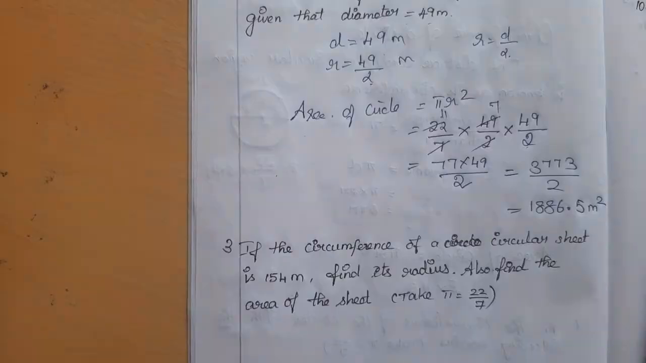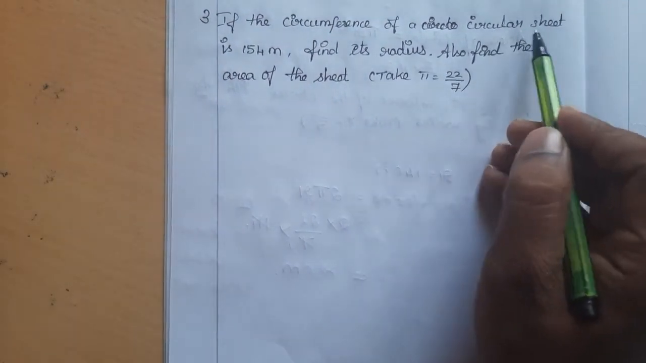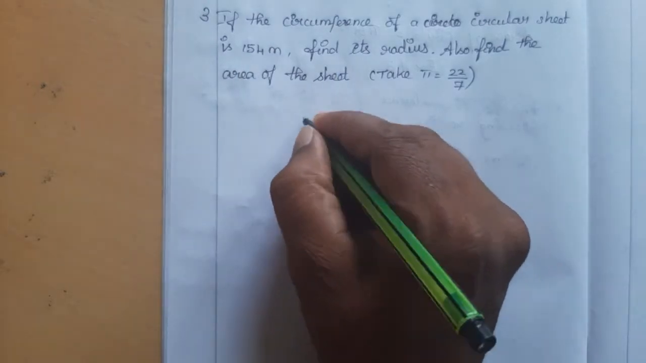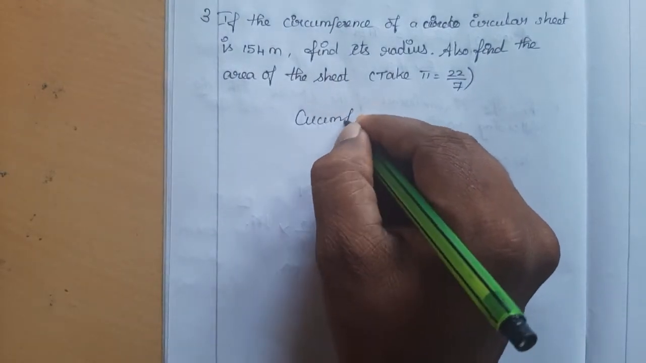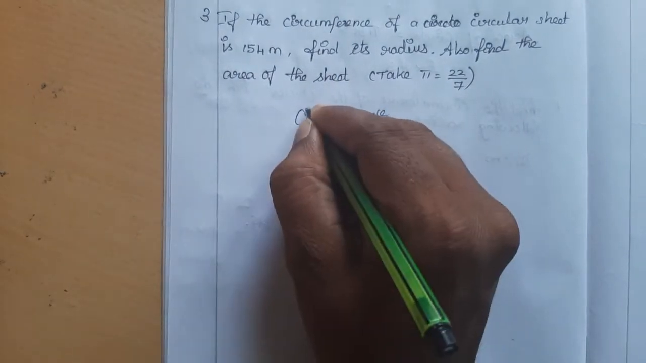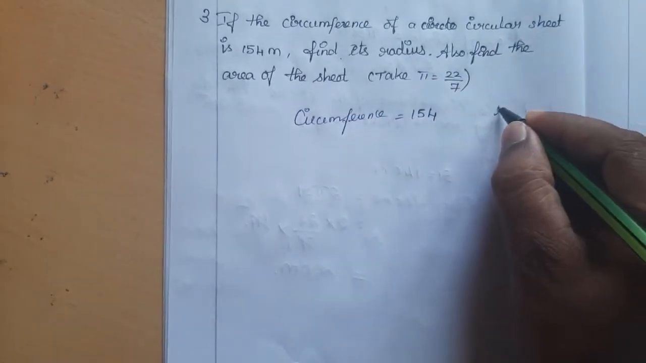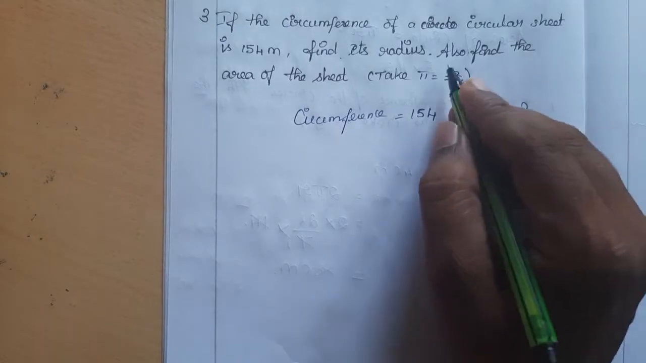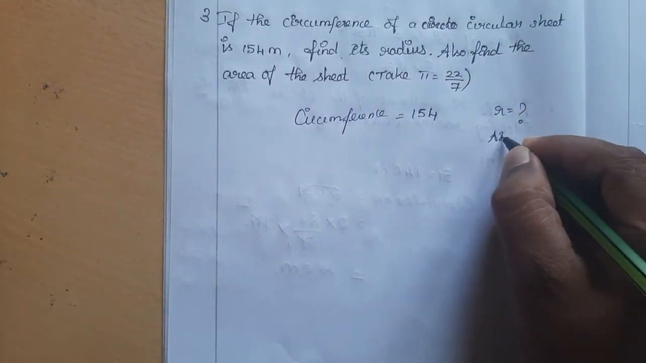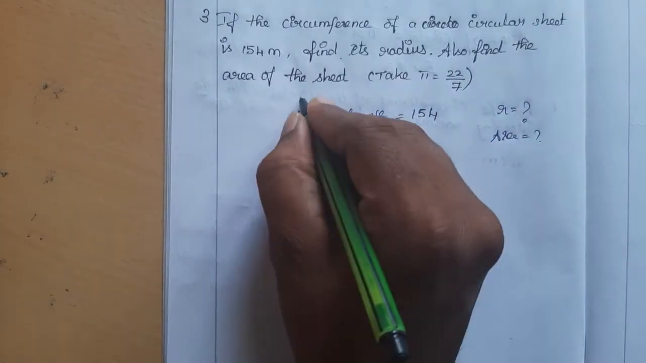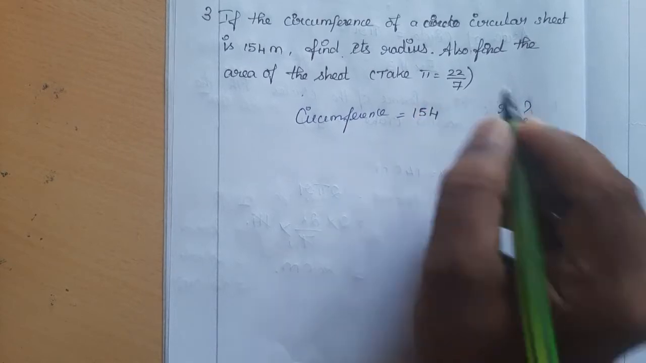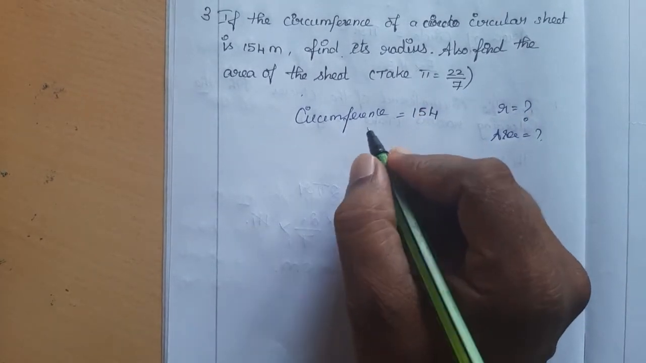Clear? So here we go for the next problem. If the circumference of a circular sheet is 154, given the outer circumference is equal to 154, find its radius. We have to find the radius and also find the area of the sheet. They asked to take the pi value as 22/7. So what is the circumference formula?